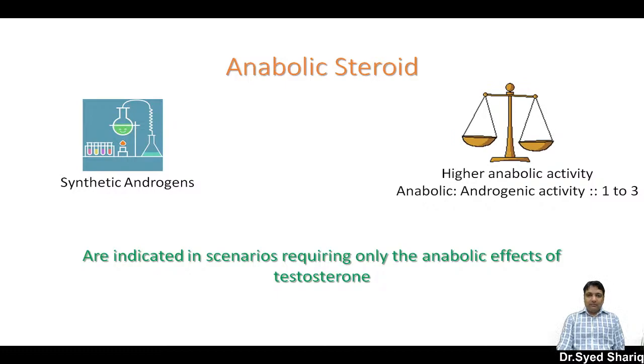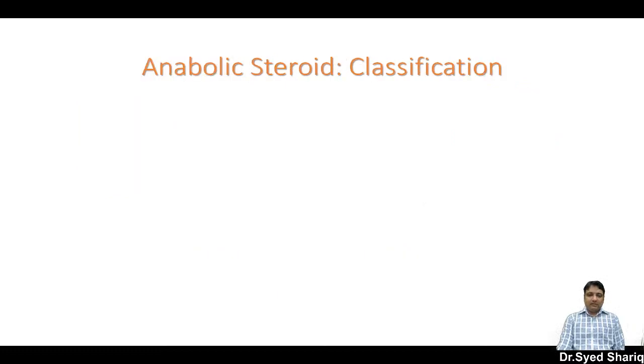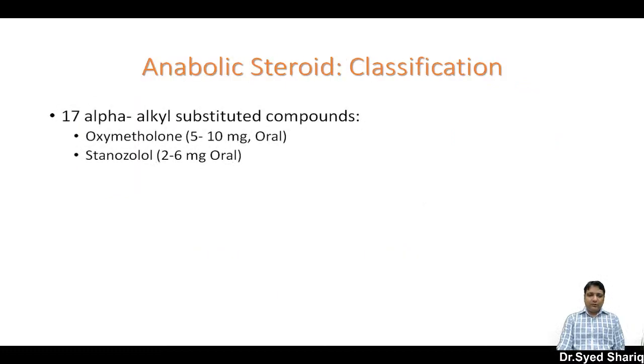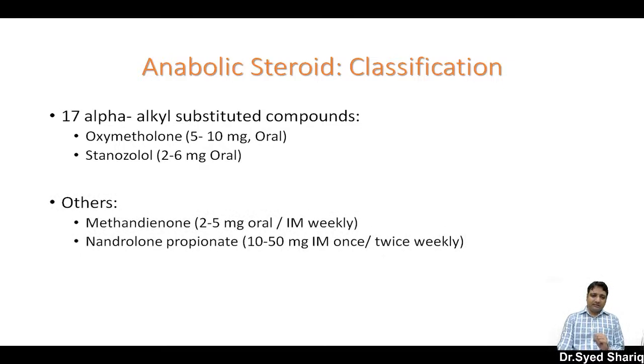Okay, so there are two kinds. One is the 17 alpha alkyl substituted compounds. These are oxymetholone, and then stanozolol. Then there are others like methandienone and nandrolone. These are all different anabolic steroids which are there.